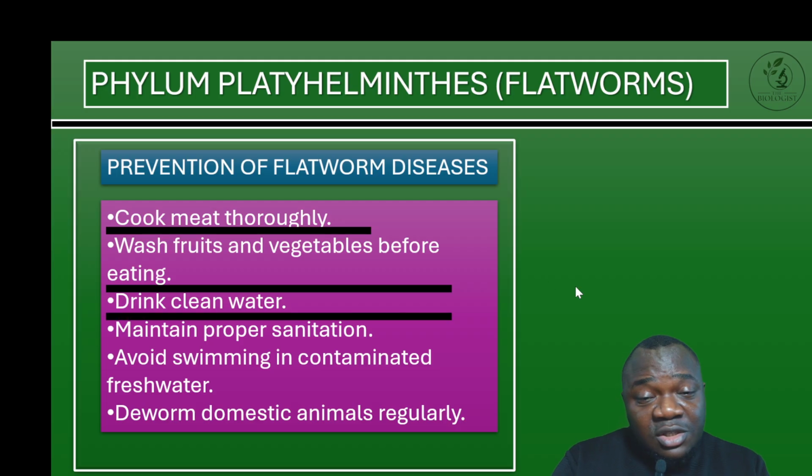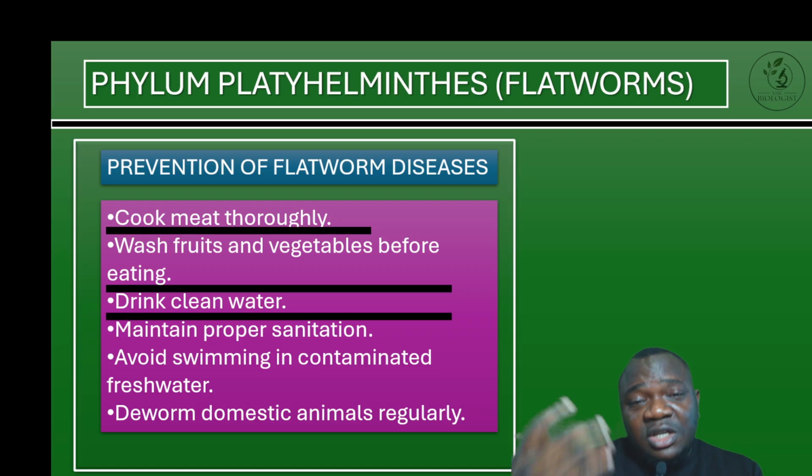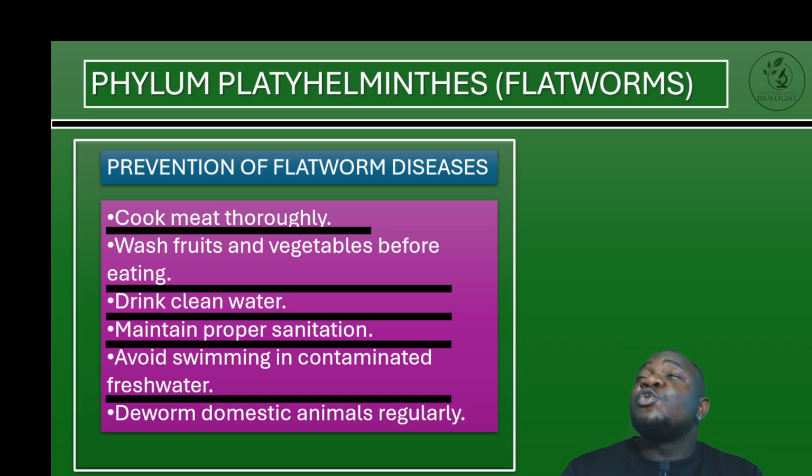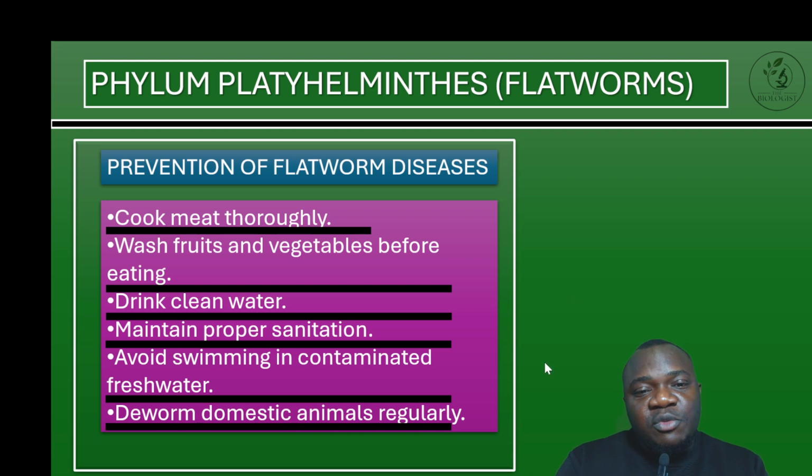These days, you cannot actually tell how clean the water is. Maintain proper sanitation. Avoid swimming in contaminated fresh water. How can you know if fresh water is contaminated or not? The water can look very clean, but it can also be contaminated. So deworm domestic animals regularly. You give them a kind of drugs that makes those worms leave the system.